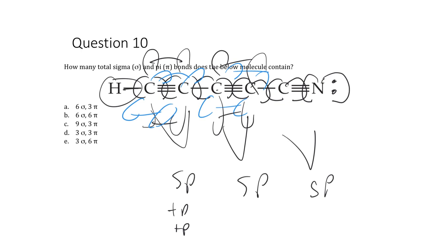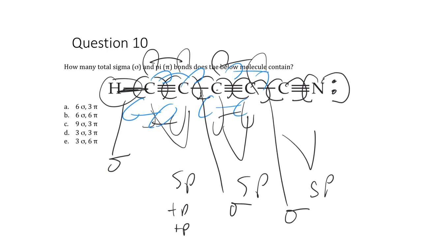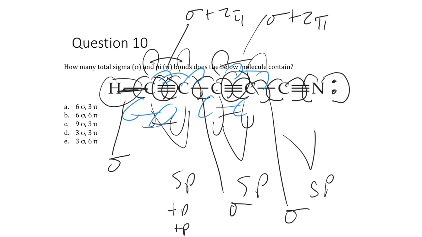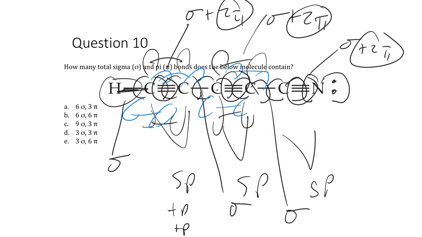So my single bond is a sigma. Each time I have a single bond, that's a sigma. And each time I have these triple bonds, oh, it's getting messy, it's a sigma plus 2 pi. Sigma plus 2 pi. Sigma plus 2 pi. So I have a total of 6 pi bonds here. Then I have a total of 1, 2, 3, 4, 5 sigma bonds. Maybe I counted the sigmas wrong. 1, 2, 3, 4, 5, 6 sigma bonds. 6 sigma, 6 pi.